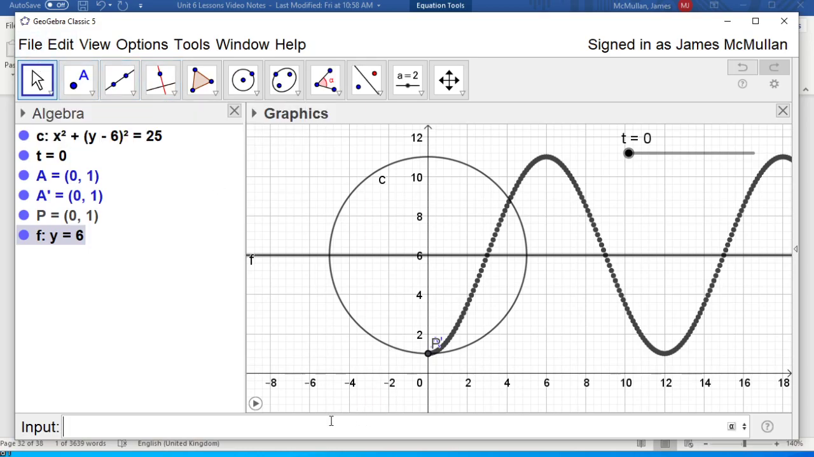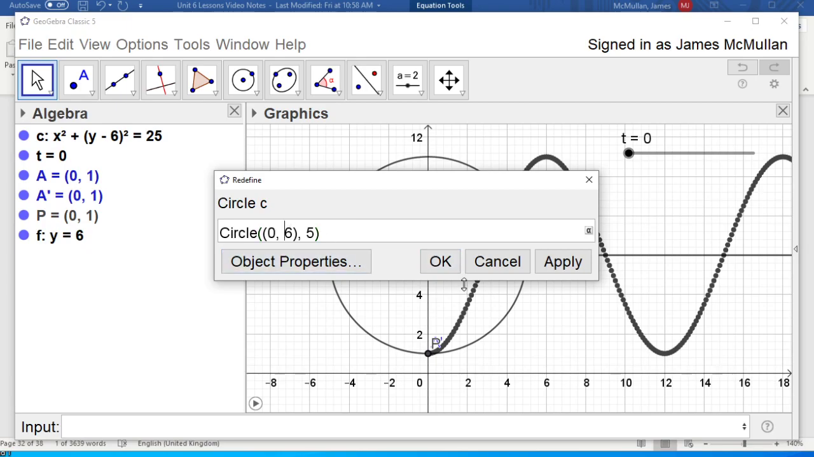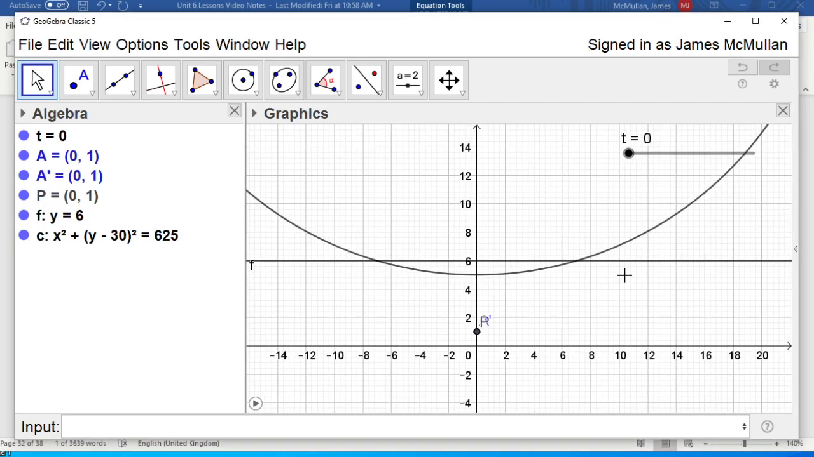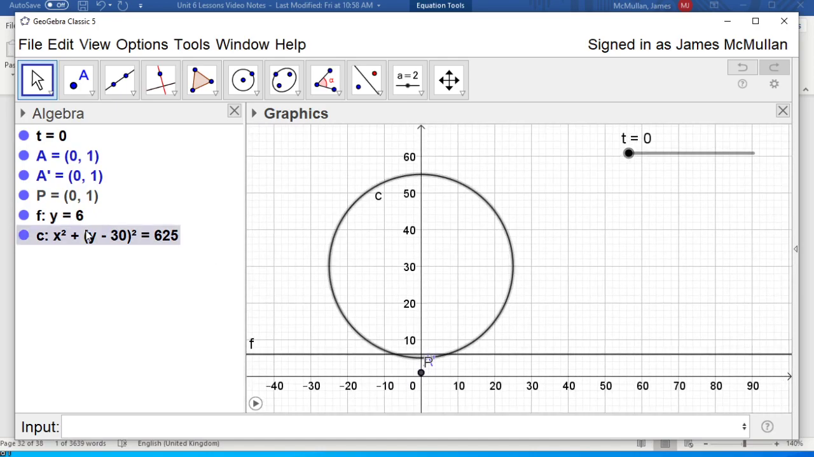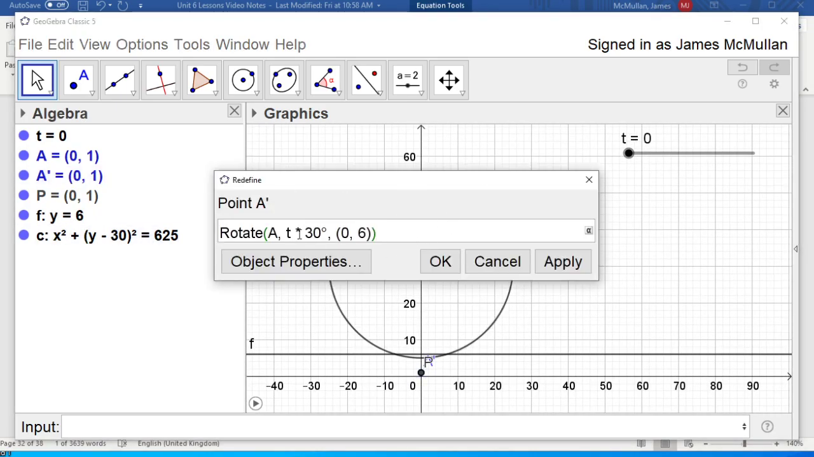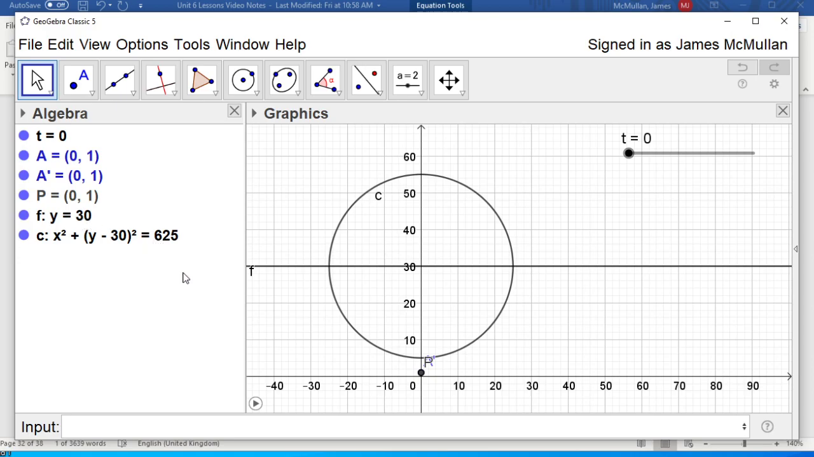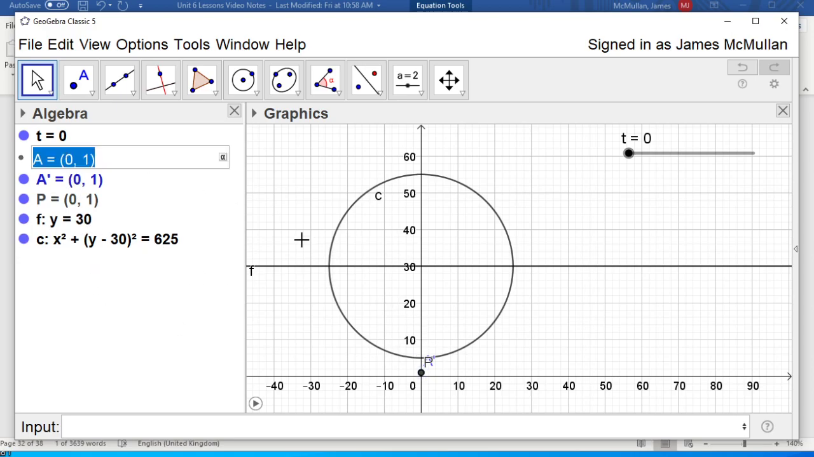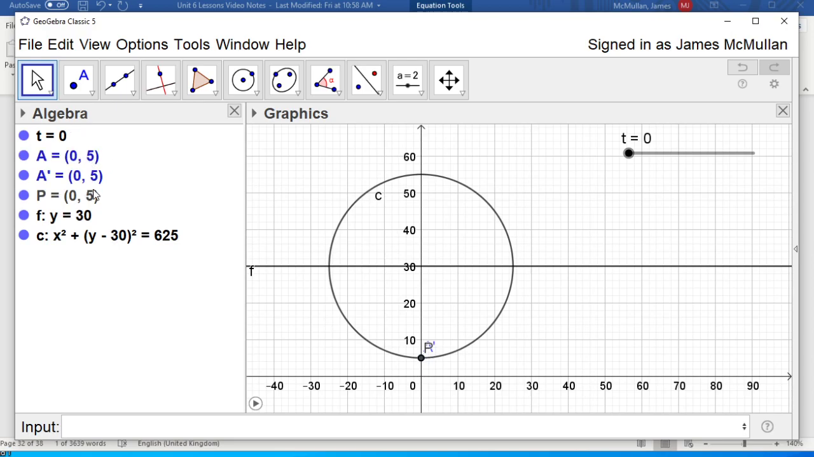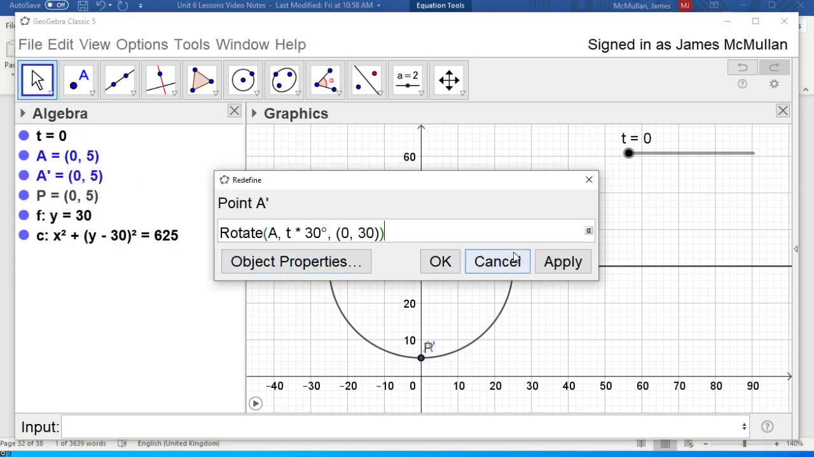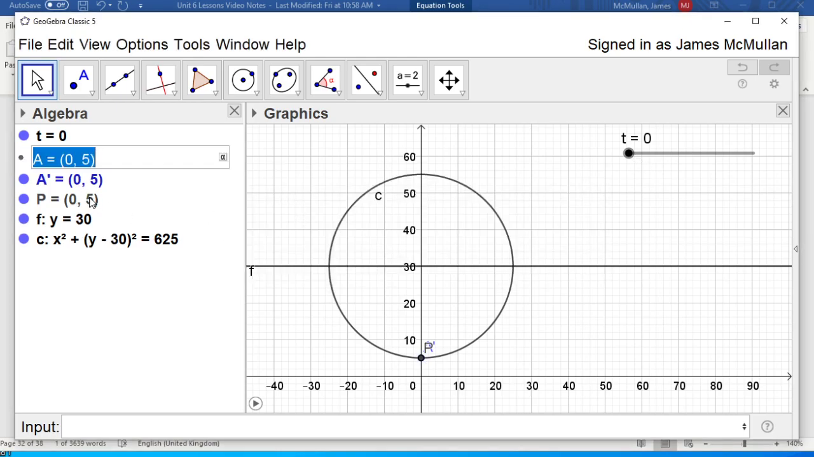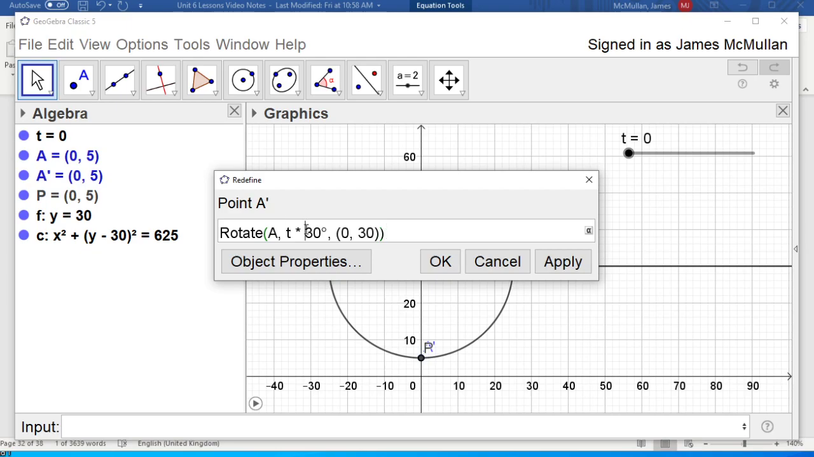Okay, so let's redraw this thing. Let's make the circle bigger. So it should be located at 0, 30 with a radius of 25 this time. So quite a bit bigger. The point is going to rotate not around 0, 6 but around 0, 30. Okay, the axis is not 6 but y equals 30. Okay, and then the point A is 0, 5, is 5 above the ground. And then we're going to rotate, so t, it's not 5t we want, but t times 6, because 6 was our value for k.